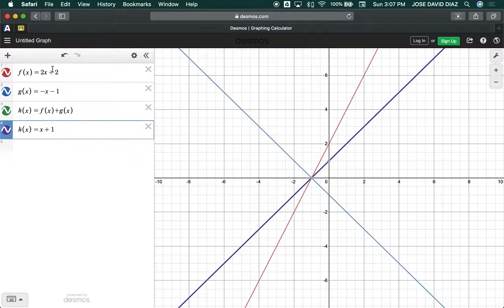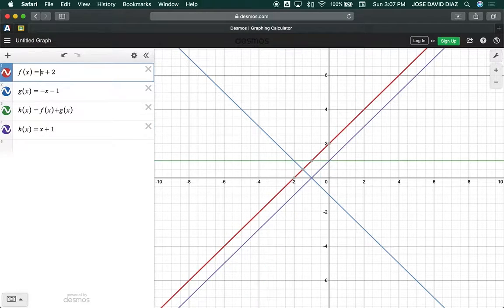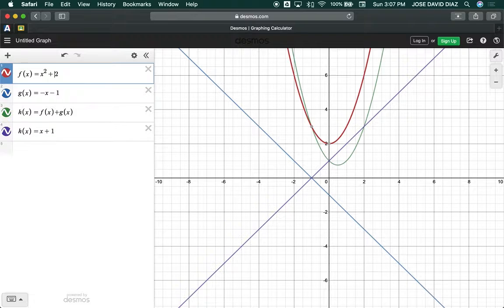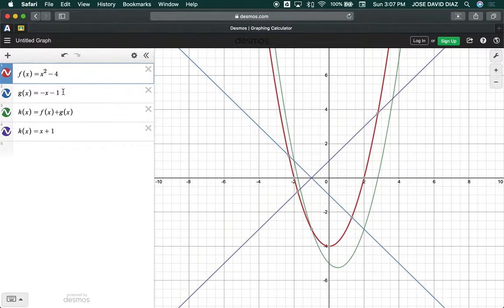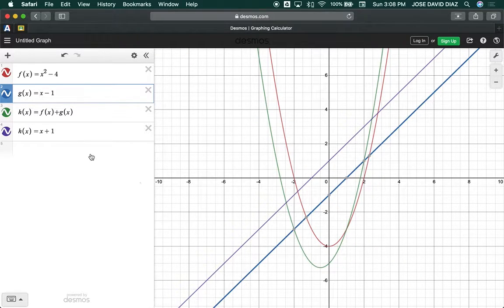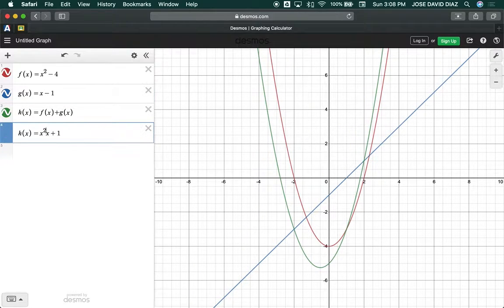Now, if we do the second one, where f of x is x to the power of 2 minus 4. That's our parabola that's given to us. G of x is x minus 1. And the answer that we got was x squared plus x minus 5. If we take it away, we should be able to see the one behind it, which means that we did a perfect job. And that matches our graph, right?